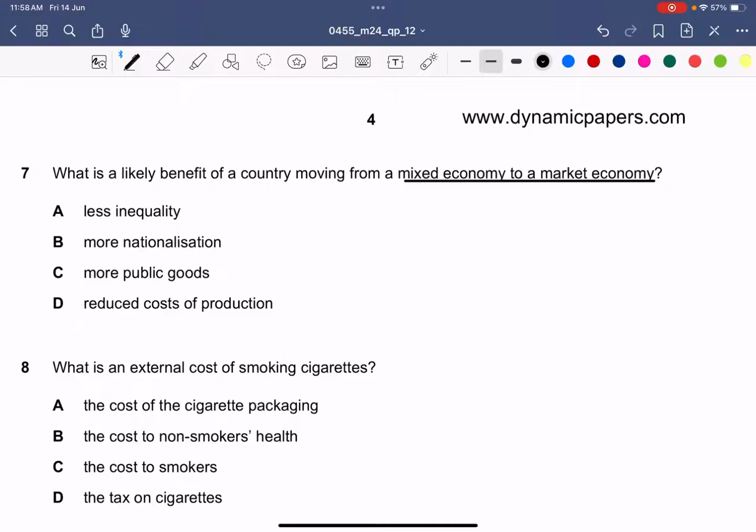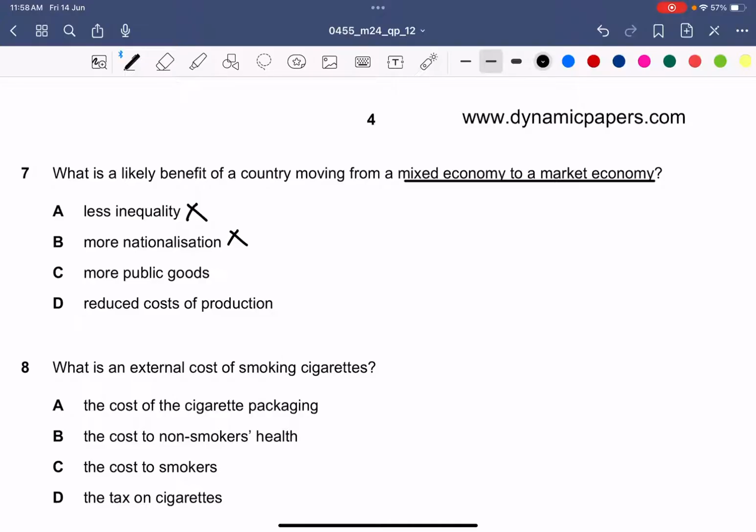A, less inequality. No, because when the market is controlled by the private firms, they will charge the market price. So the market price may be unaffordable to lower income groups. So this may widen the inequality. So wrong. Second, B, more nationalization. No, it's more likely to be privatization. So no. C, more public goods.